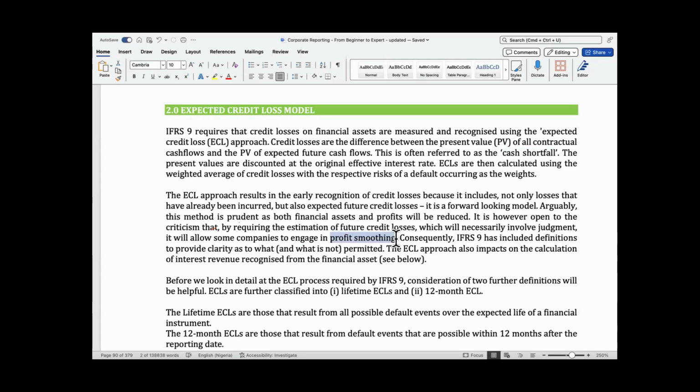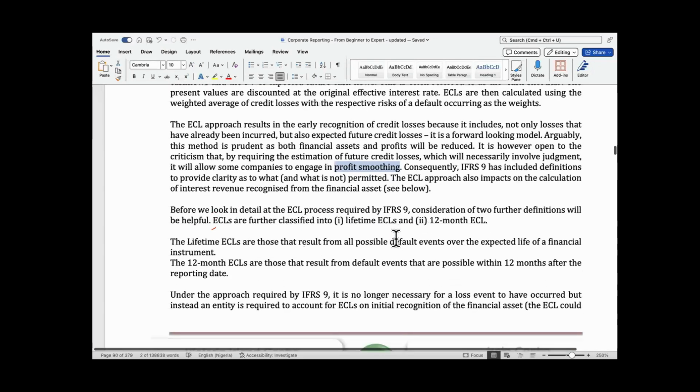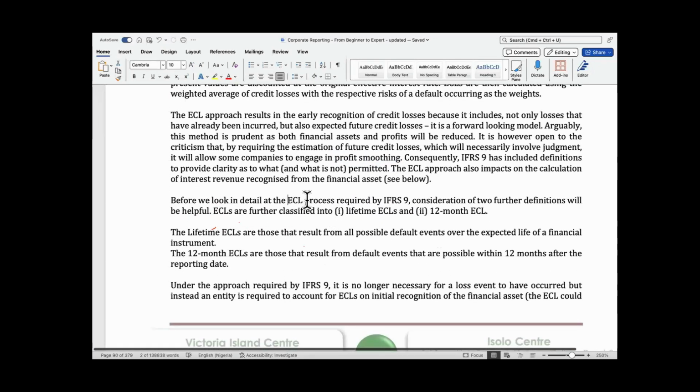So people can play around with this ECL model because it makes use of a lot of estimates. We are saying expect that there will be a shortfall, so meaning there are not so many facts available. It's just for you to look at past events with these customers, current conditions, and other forecasts like that to make an estimate.